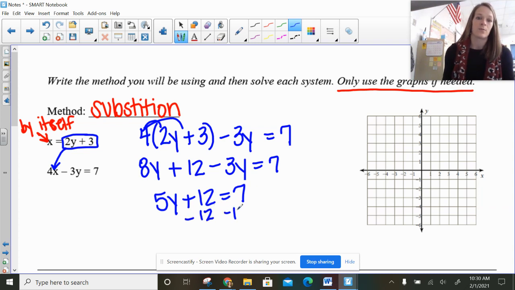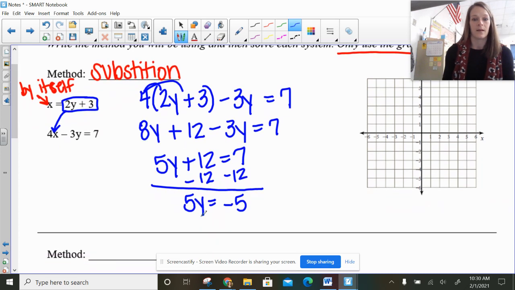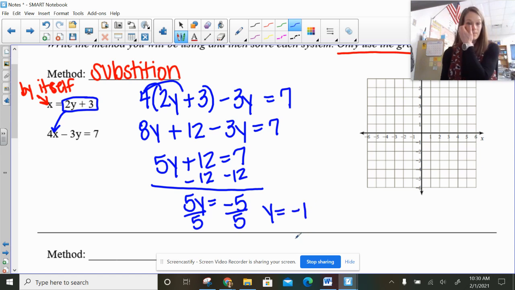And you can subtract 12 from both sides. 5y equals negative 5. Okay, and then we can divide by 5. That'll give me y equals negative 1. Okay, now that is only part of my problem.